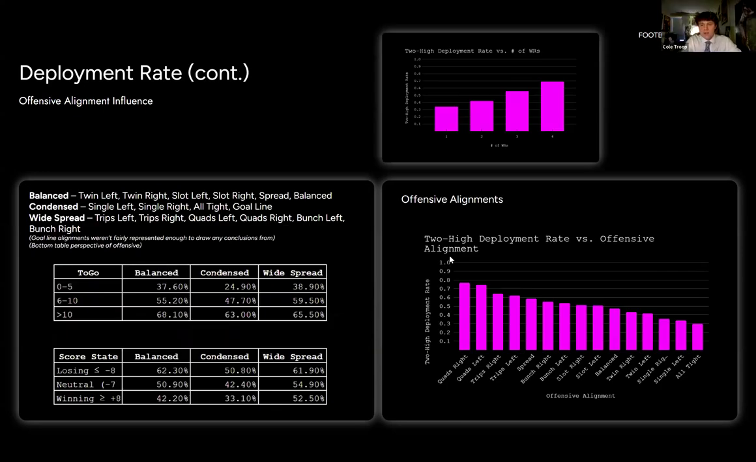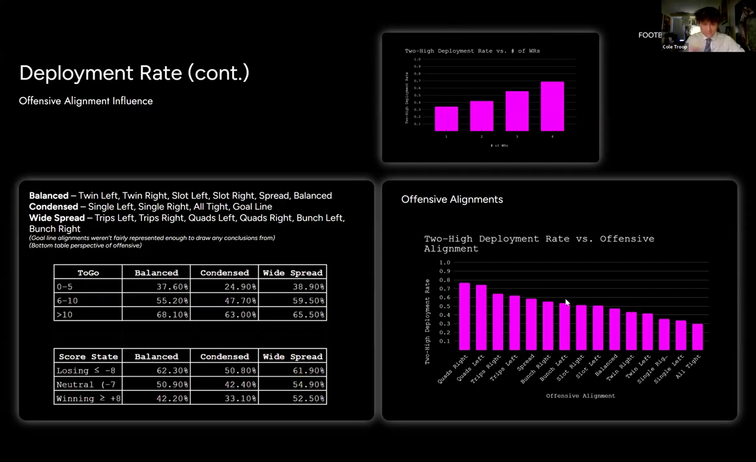So as we look at offensive alignment influence, the data is very consistent with what we've already said. Bunch and condensed formations, which we have defined as what we aggregated there, still see strong two high usage because it protects against vertical switches and explosive plays. As to-go distance increases, two high rates increase, especially in clear passing situations.